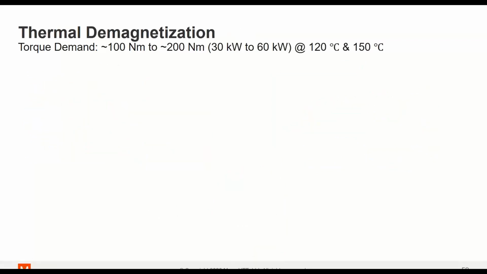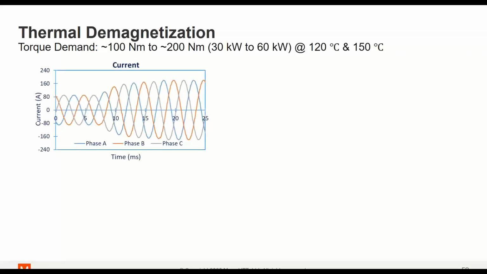And of course, the second scenario is the thermal demagnetization under low demand. And I will consider an increase in torque from 100 Newton meters to 200 Newton meters, taking into account a temperature rise from 120 degrees Celsius to 150 degrees Celsius. So we're taking both factors into account.